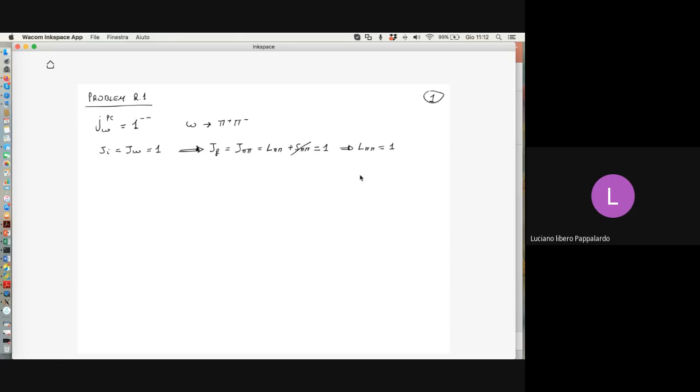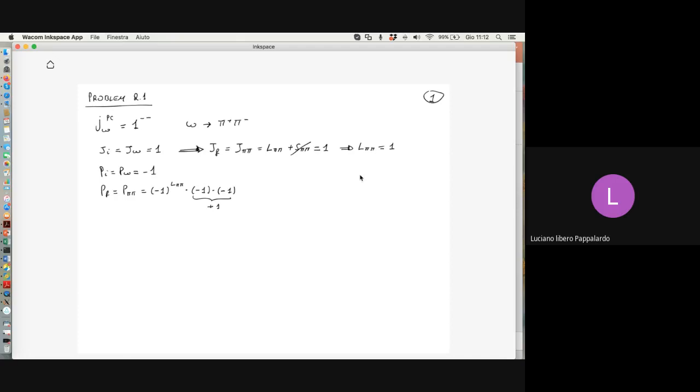Now, what about the parity? So the initial parity is the parity of the omega, and we know from the text that this must be -1. What about the final state parity? So the P in the final state is the parity of the pion system. That is, as you remember from the last lesson, (-1) to the L of pi pi times the intrinsic parity of the two pions. And since pions are pseudoscalar mesons, they both come with negative intrinsic parity. Okay, so we have a +1 coming from here.